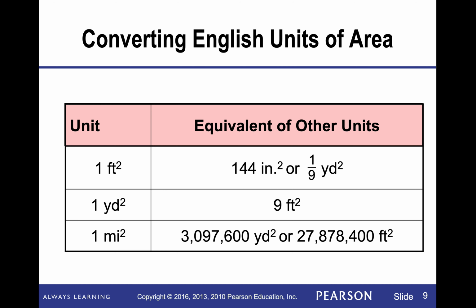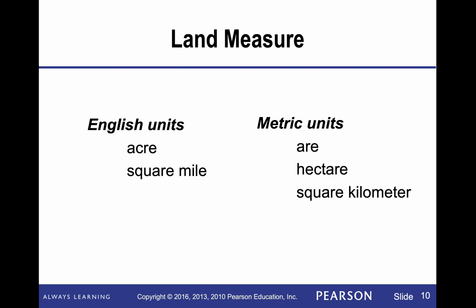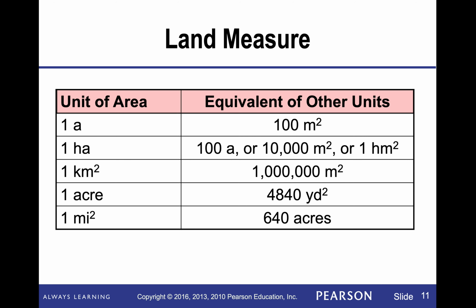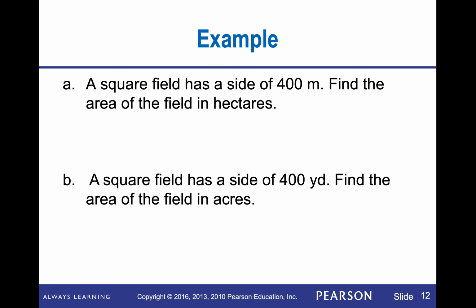Now, if I want to convert English units of area, then I can do that utilizing these conversion factors. And if I remember, English units would be acre or square mile. Metric units are going to be are, hectare, square kilometer. Those are not very commonly used in our mathematics classrooms, but we like to expose students whenever we can. So it's a nice learning lesson for them. Here are the conversion factors for those. So there's a lot of conversion factors here. I would have those written down in a table format to be able to use.